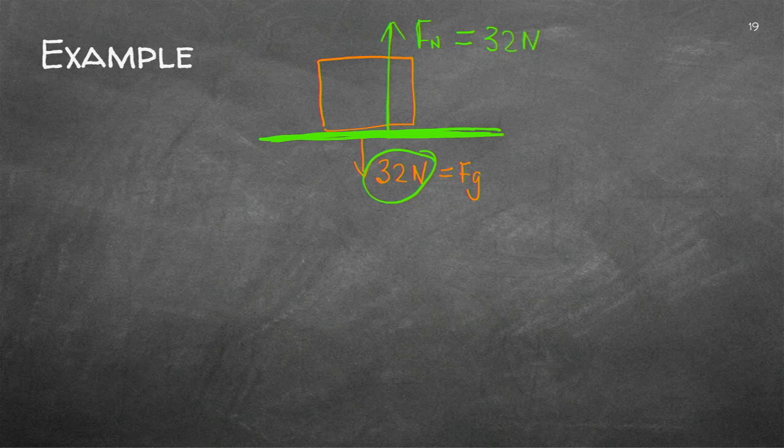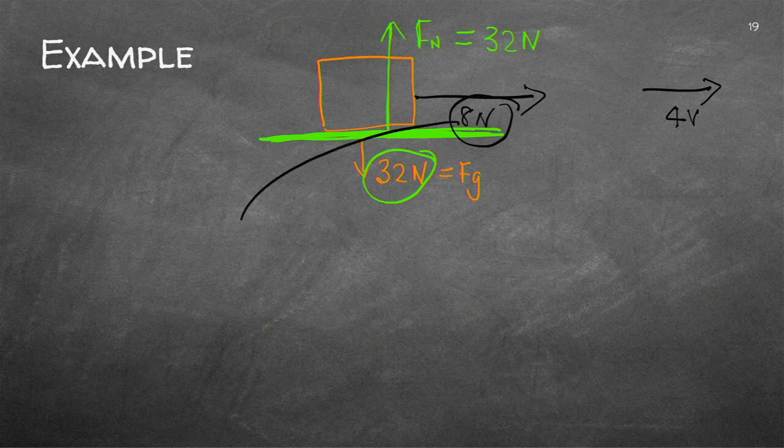They said to me, you are pulling it with 8 newton, and after it started moving with 4 newton. So this 8 newton will be the static and the 4 will be the kinetic. What did they ask me? To calculate the two coefficients. Now let's go ahead and do the static one.